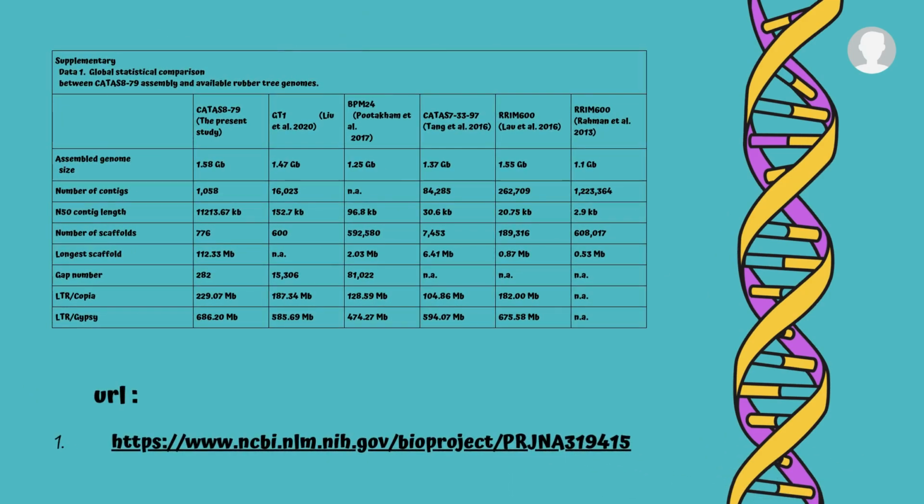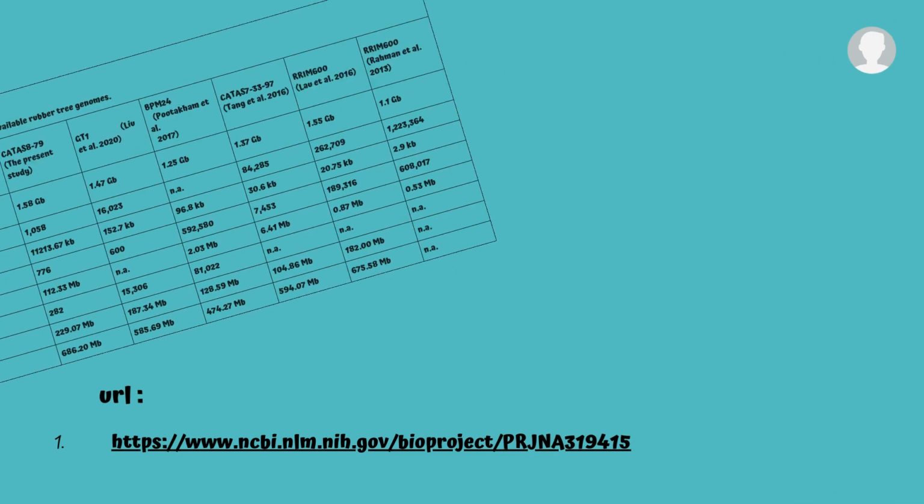The table shows supplementary data 1, which is a global statistical comparison between CATAS8-79 assembly and available rubber tree genomes. There are 8 differences in the table: assembled genome size, number of contigs, N50 contig length, number of scaffolds, longest scaffold, gap number, LTR/Copia, and LTR/Gypsy. There is one URL in this study, which is NCBI.